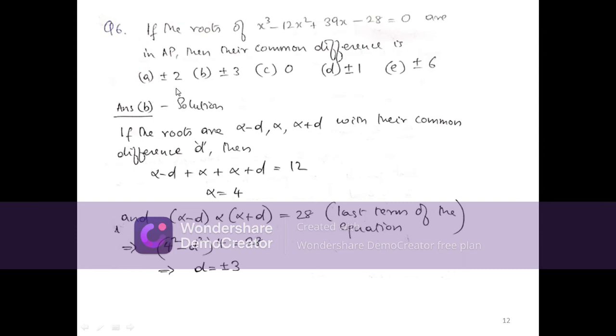A equal to plus or minus 2, b equal to plus or minus 3, c equal to 0, d equal to plus or minus 1, e equal to plus or minus 6. The answer is b, that is plus or minus 3. So how have we got this?